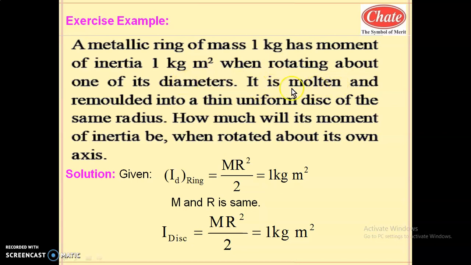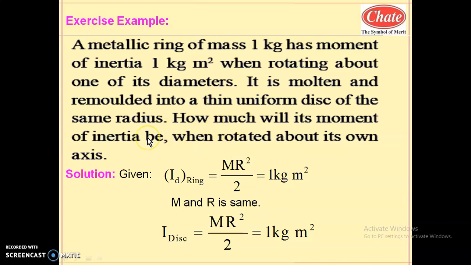It is molten. Whenever it is molten, it means mass remains the same, density remains the same. It is molten and remolded into a thin uniform disc of the same radius. Means here the mass remains the same, the radius also remains the same. Means no change in the mass and the radius. So no need to take 1, 2 parameters like m1, m2, r1, r2. Here mass and radius, everything is the same. How much will its moment of inertia be? We have to again calculate the moment of inertia.